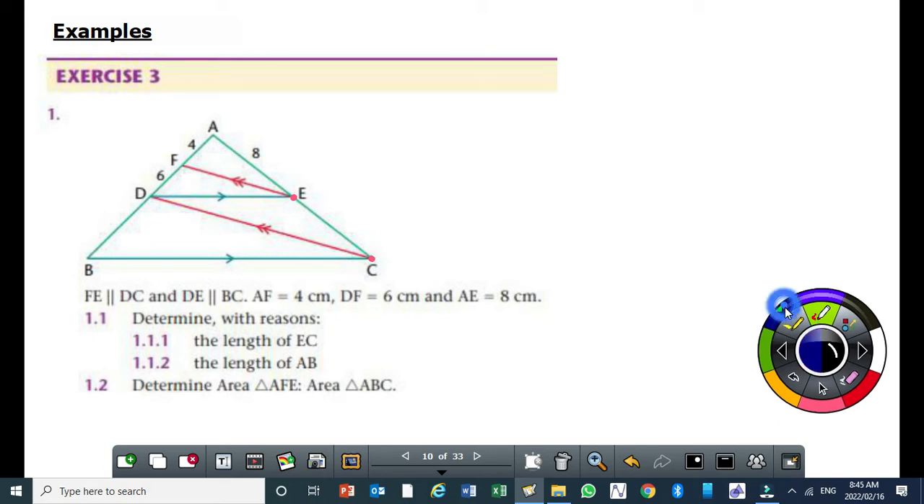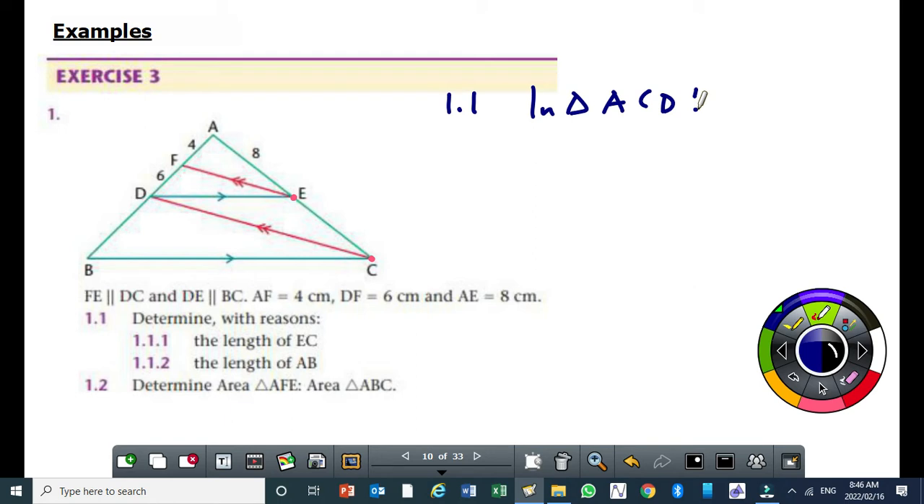Now, when you want to apply the proportion theorem, the first thing that you must do is identify the triangle that you are going to use the proportion theorem in. Identify the triangle first. So if I want to determine the length of EC, the best triangle that I can choose from this diagram is triangle ADC or triangle ACD. So the first thing I'll do is write triangle ACD. I hope you can all see triangle ACD. So you identify your triangle first.